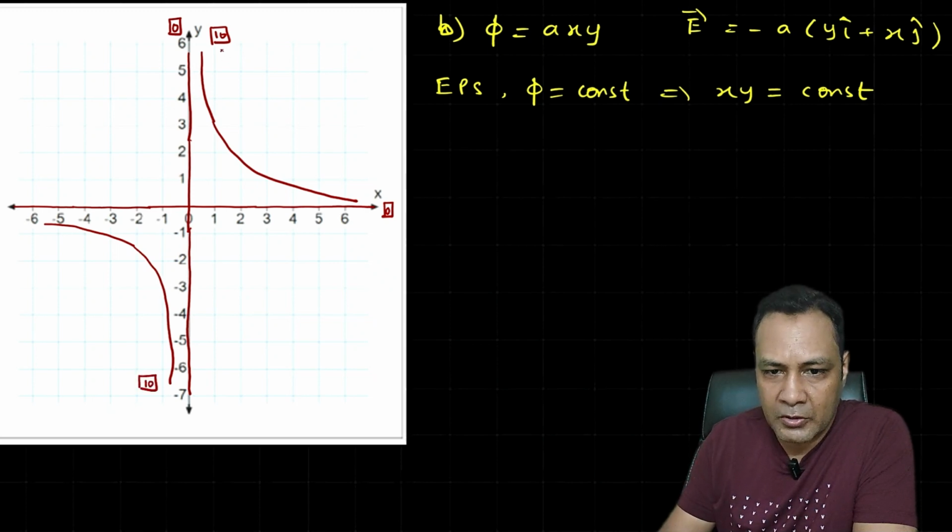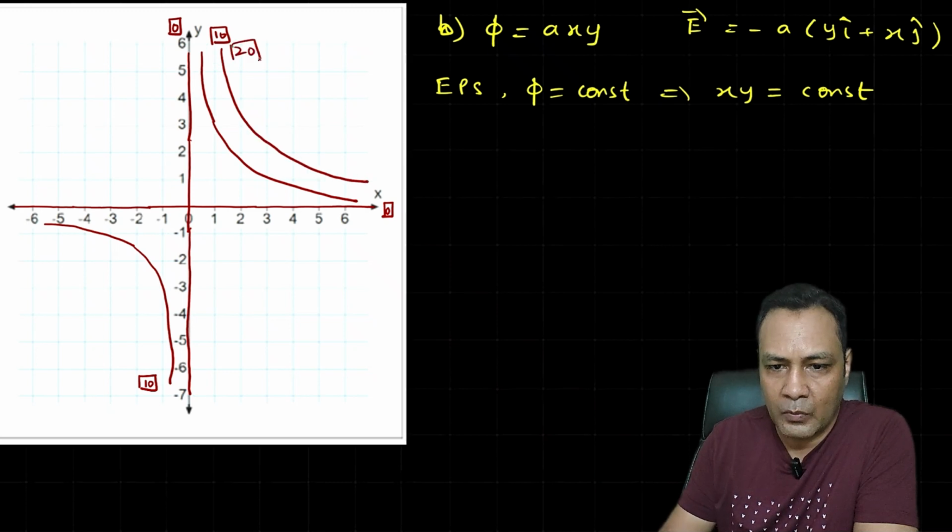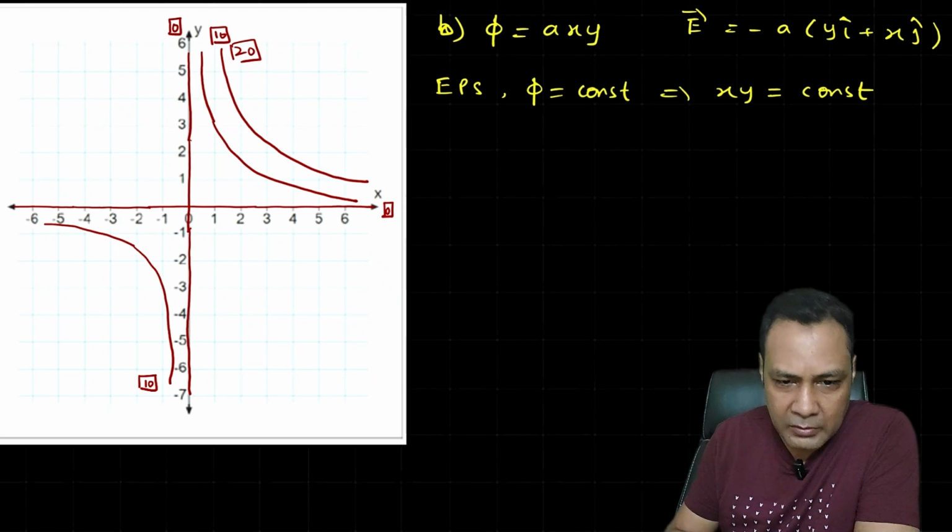If I increase the potential, suppose this is 20, the product of xy increases, and the graph would be like this. This is a positive potential, say 20.